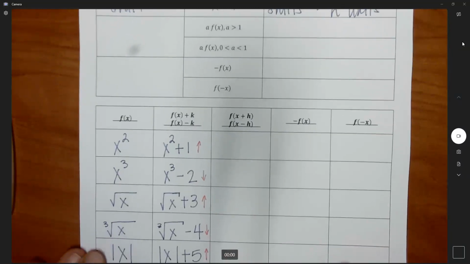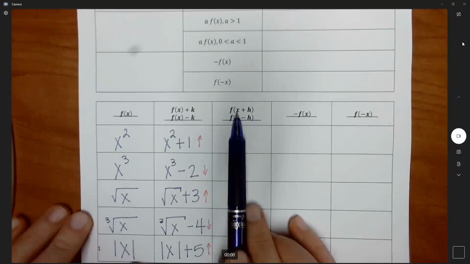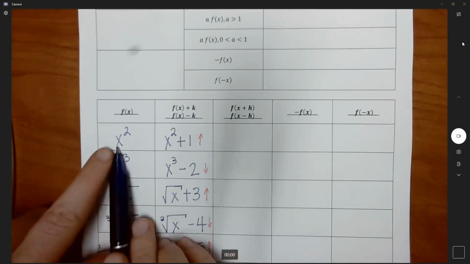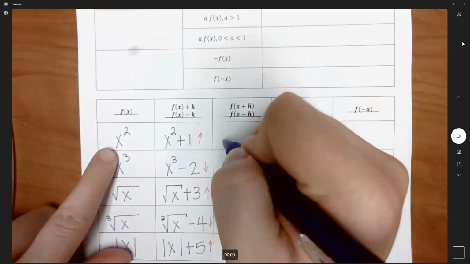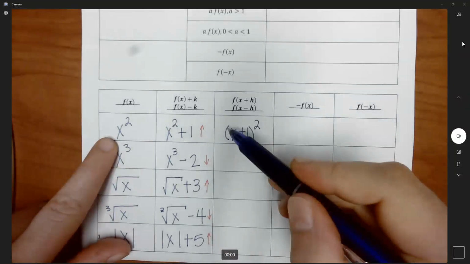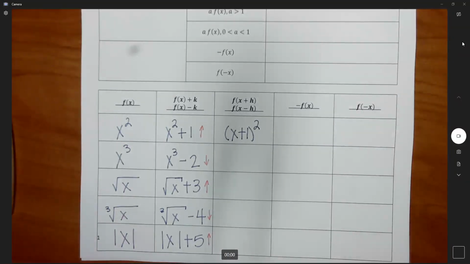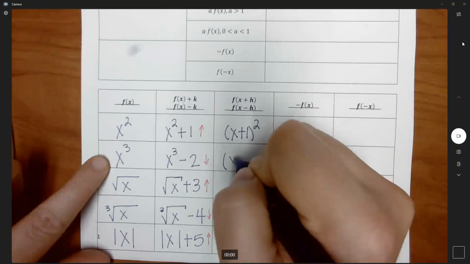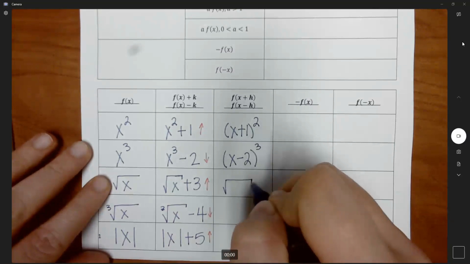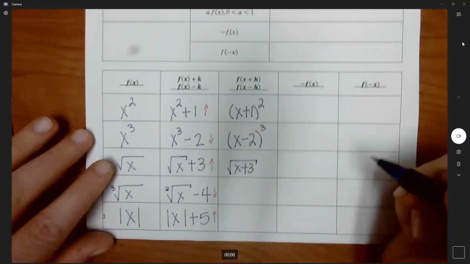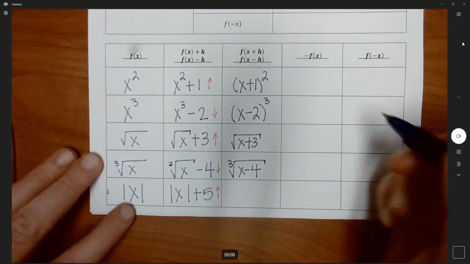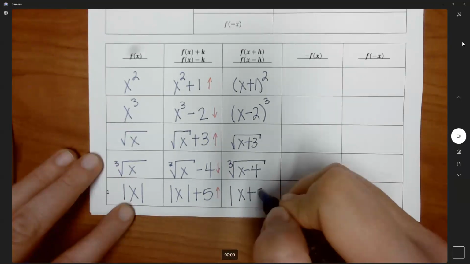Okay, so let's flip back here. Now I am taking whatever my function is and I'm adding or subtracting something inside. So my parabola, my x squared, is now x plus 1 quantity squared, right? This grouping here means it's happening inside the function. We have x minus 2 cubed. We have the square root of x plus 3. We have the cubic root of x minus 4. We have the absolute value of x plus 5.